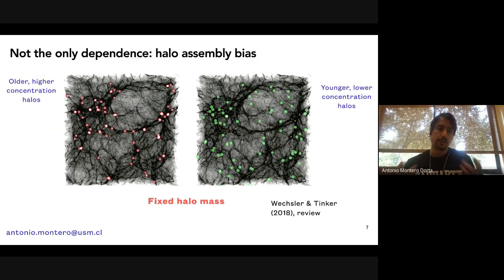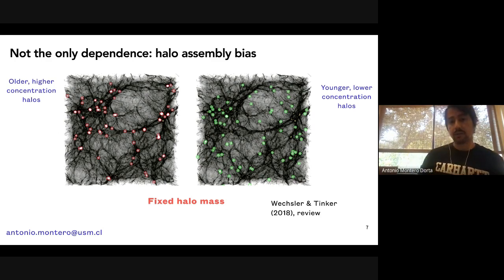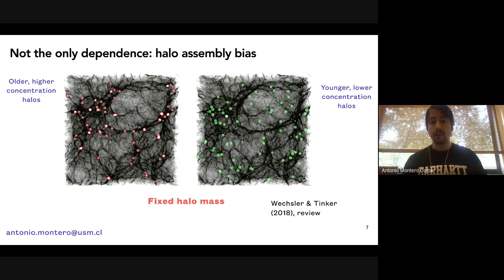But what I wanted to mention is that we have other dependencies of halo bias, and this is generally what is called secondary bias. In particular, the dependence on the assembly history of halos is called halo assembly bias, as you know. Here's another illustrative picture from this recent review from Wechsler and Tinker.